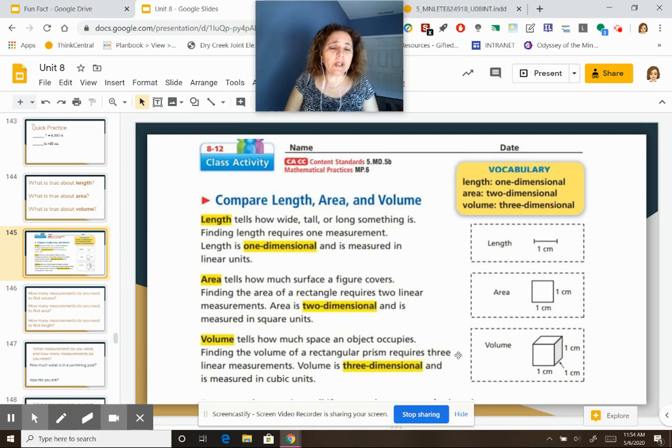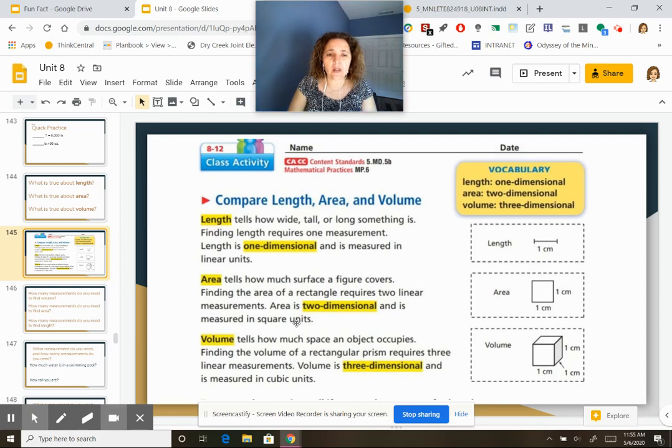We're going to be determining whether we need the length, the area, or the volume of something, and how many measurements it is. So write that down. Length, if you didn't write it down, make sure you write it down. Length has one measurement and it's one dimensional. Okay, if you need to, stop the video so you can write it down. Then also write down that area is, you need two measurements, two-dimensional, and it's in square units.